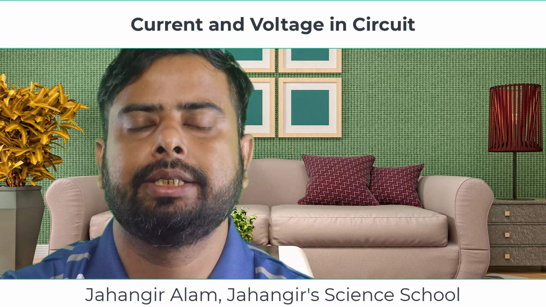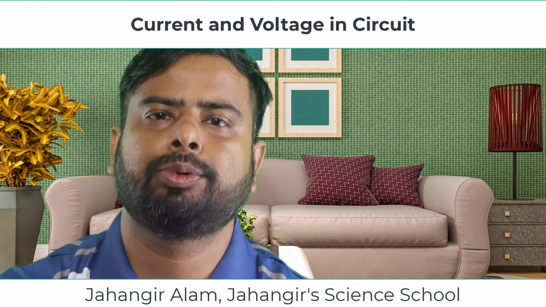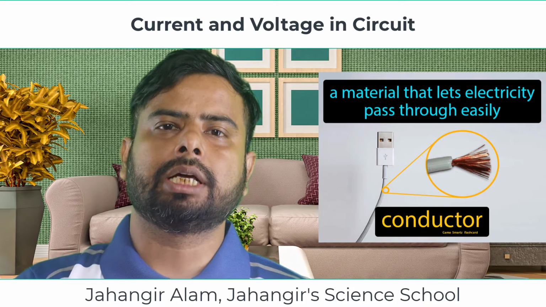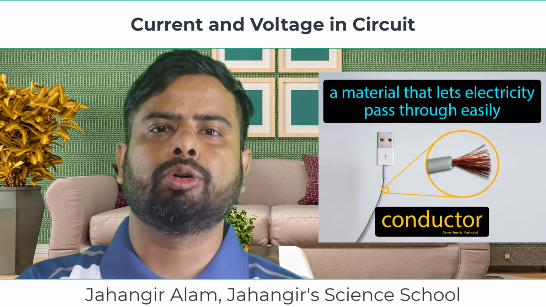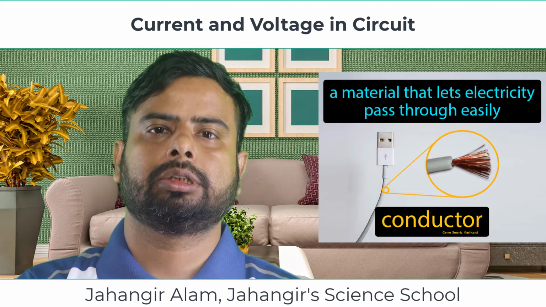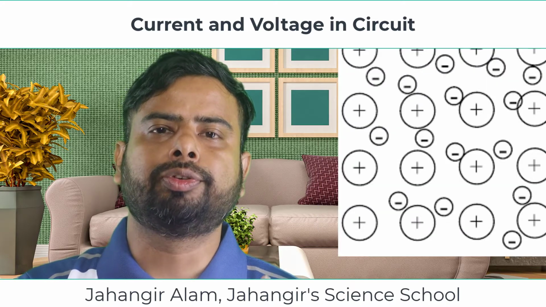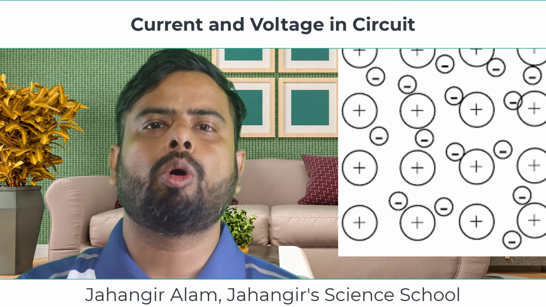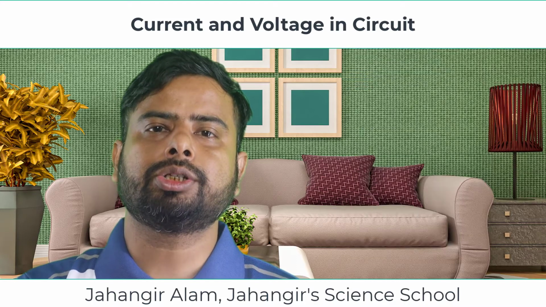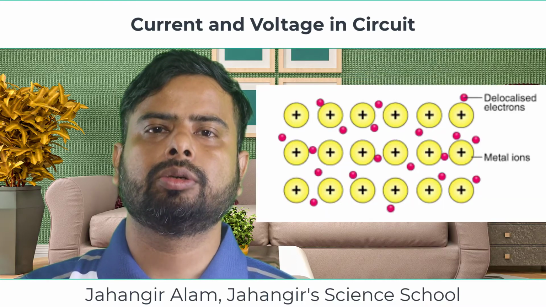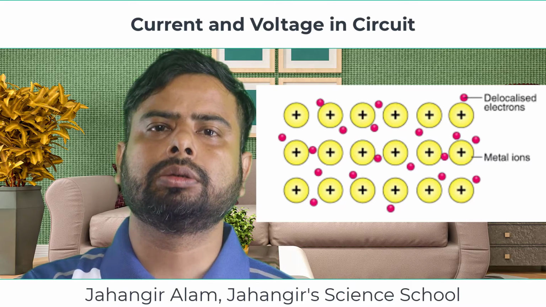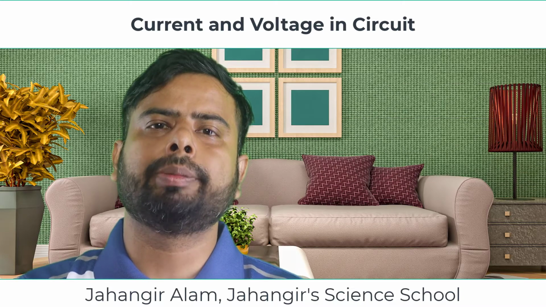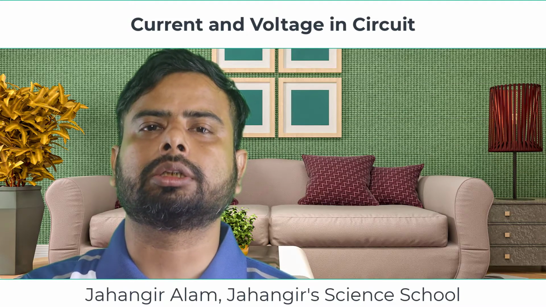Current and voltage in circuit. First we have to learn about a conductor. The material through which electric current can flow easily is called a conductor. The conductor has a lot of free or delocalized electrons inside the material. All metals are good conductors because they have a lot of free electrons which can move from one part of the material to another part of the material. That's why all metal is a good conductor.